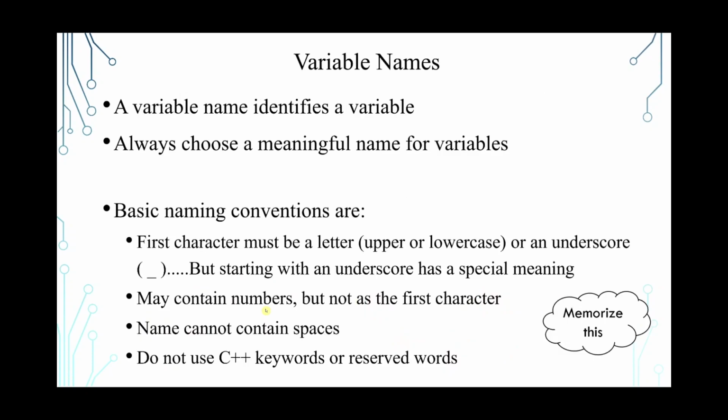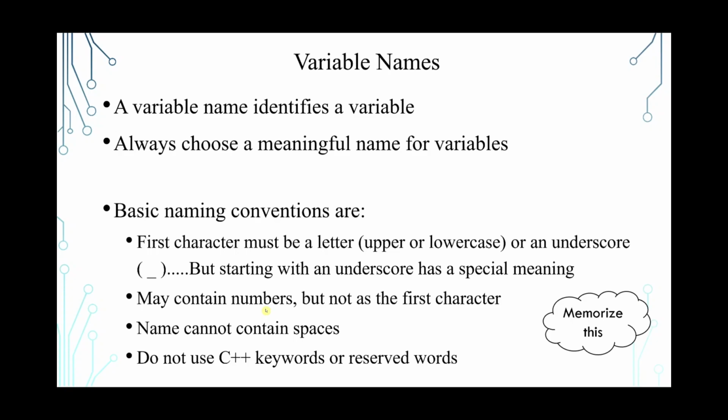So variable names. This is a very important slide. You should memorize this. So a variable name identifies a variable. Always choose a meaningful name for variables. I don't want you to choose x1, x2, x3. x1 is storing sum, x2 is storing, for example, the average, x3 the username. That doesn't make any sense. Call them by what they are: sum, average, username.